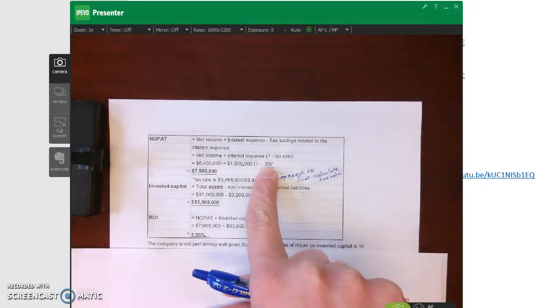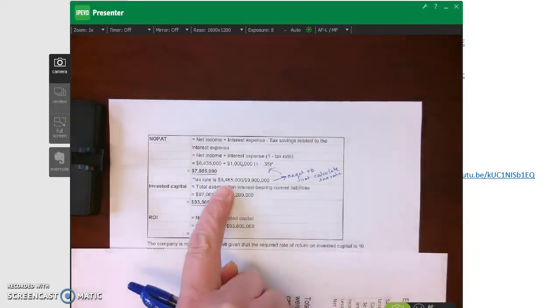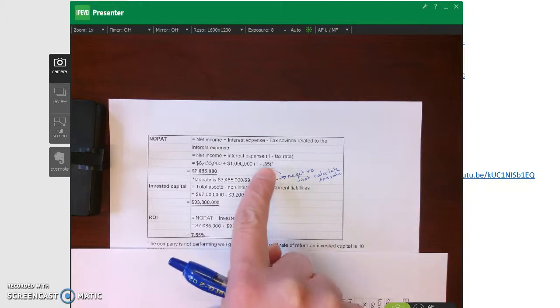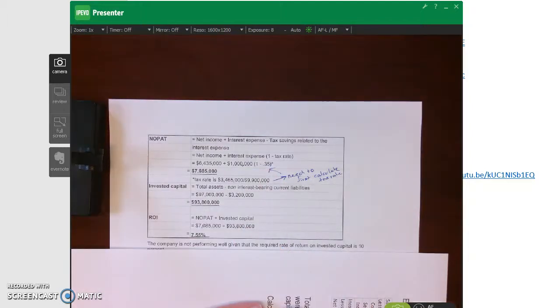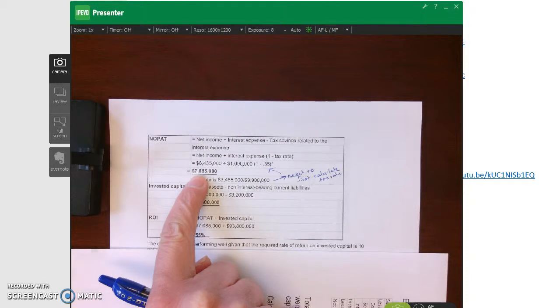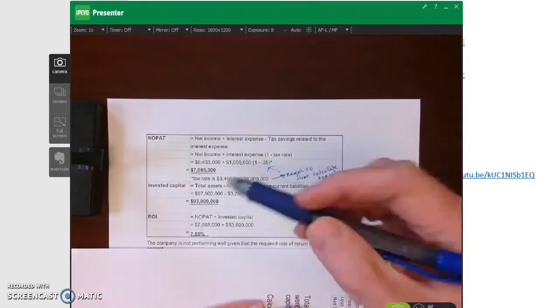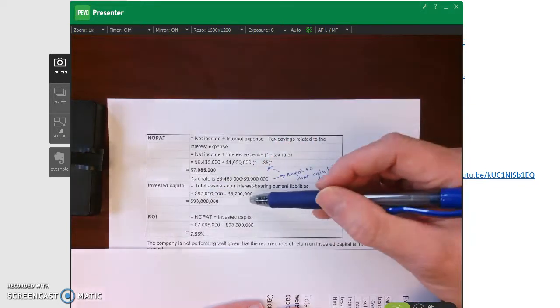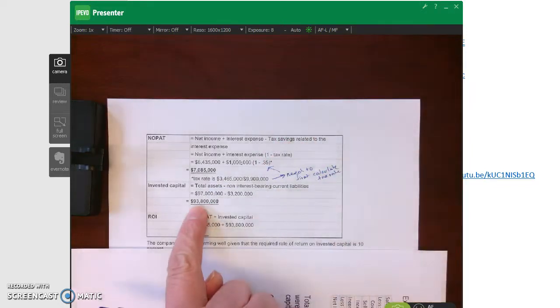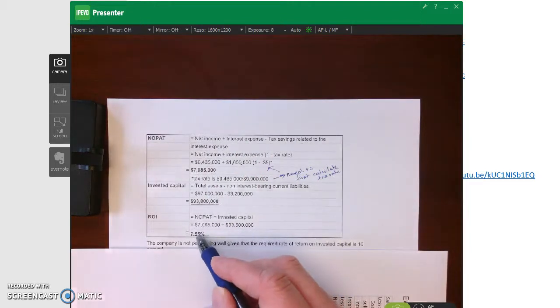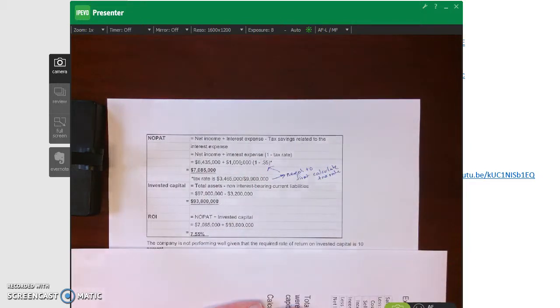But the problem is you have to calculate the tax rate first. The way you do that is you take the taxes you had to pay as a percentage of your income before taxes, and that gives you the 35%. Okay? So this gives us our NOPAT of $7,085,000. Then we calculate our invested capital by taking the $97 million minus the $3.2 million, which gives us $93,800. This is our invested capital. We take this divided by this, and that gives us our return on investment of 7.55%.